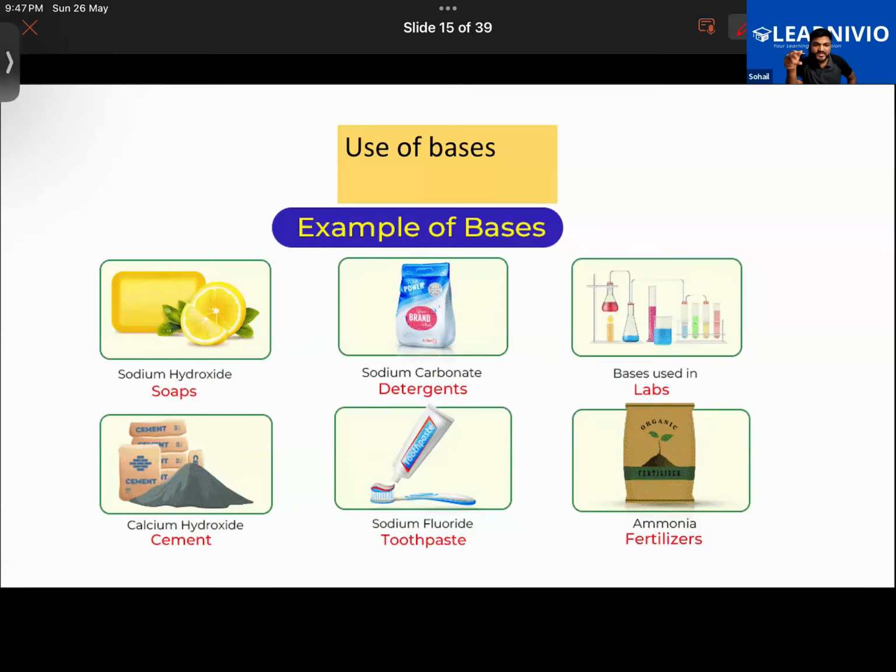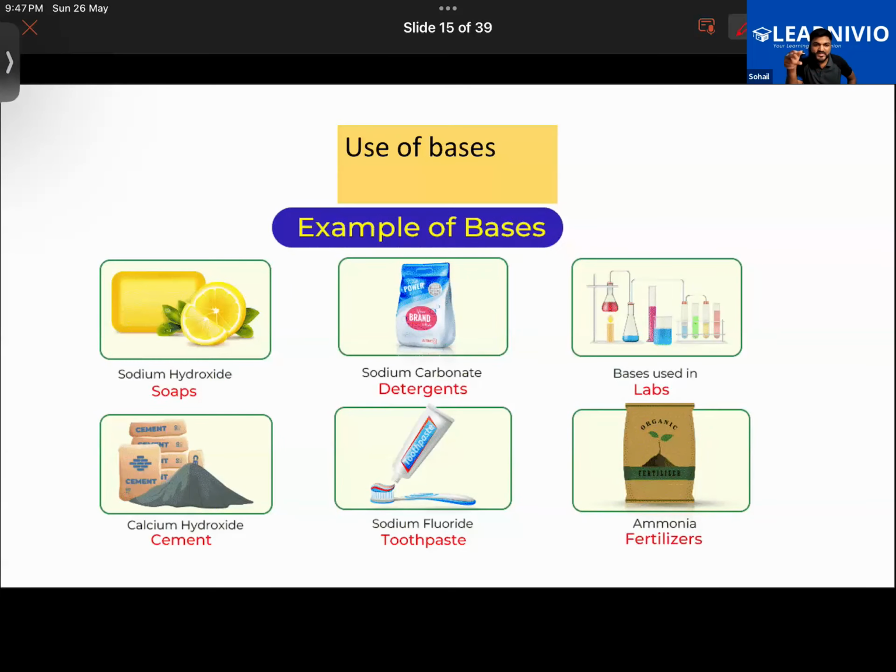Okay. So calcium hydroxide is a strong base, and where is it used? It is used in the manufacture of cement. So that is the thing about it. Hope you guys are getting it. And do tell me, are bases slippery to touch? Yes, sir. Bases are soapy and slippery to touch. All right. So that's all about bases.